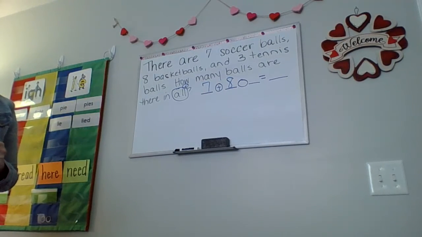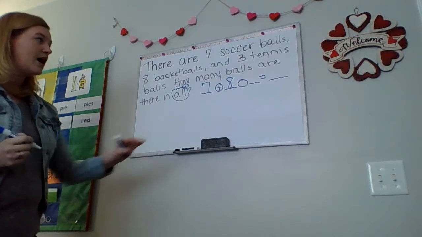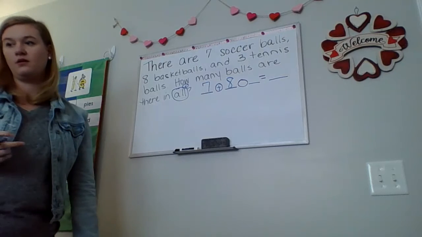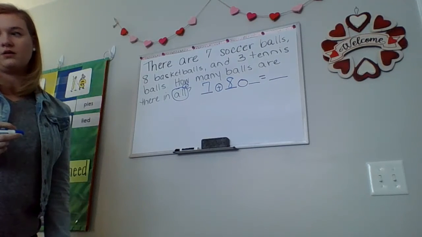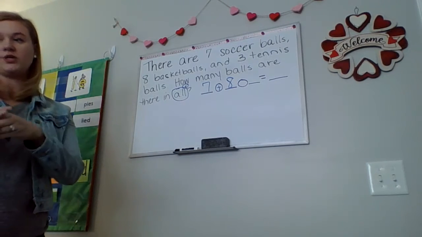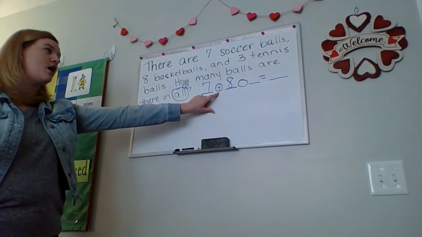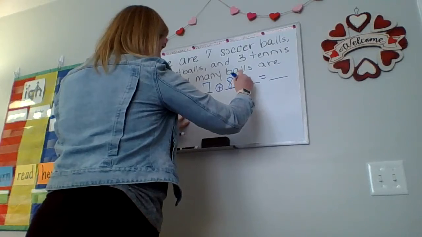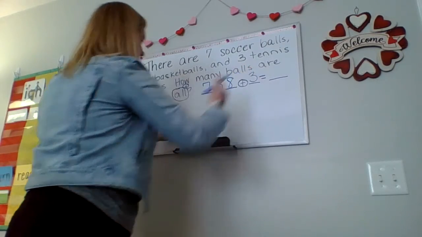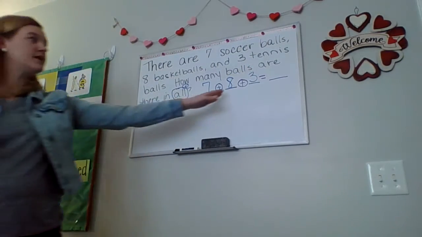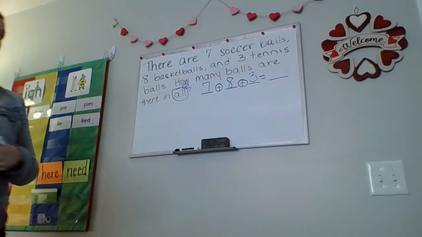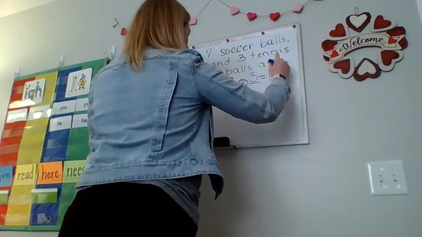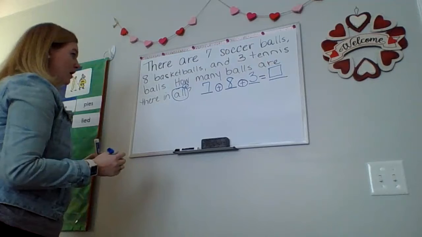I know. What is it? 3. I want to know the operation. Look here. We're doing in all. So if I'm doing adding here, I'm going to be doing adding here. My last number is 3. 7 plus 8 plus 3 equals unknown because we don't know how many there are in all.